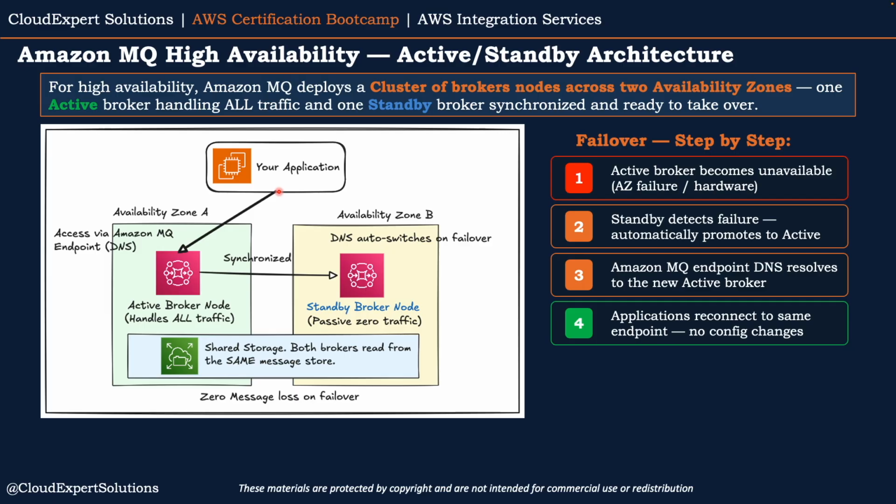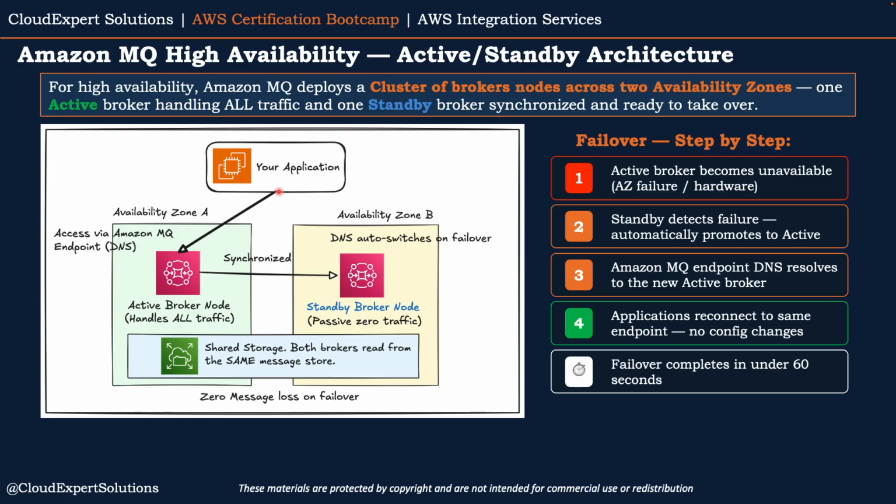Your applications reconnect to the same endpoint address they have always used. They don't know the failover happened. They just reconnect and keep working. The whole failover process typically completes in under 60 seconds. Your application will experience a brief connection interruption, and you should build reconnect logic into your messaging client, which most JMS or AMQP clients already do by default.